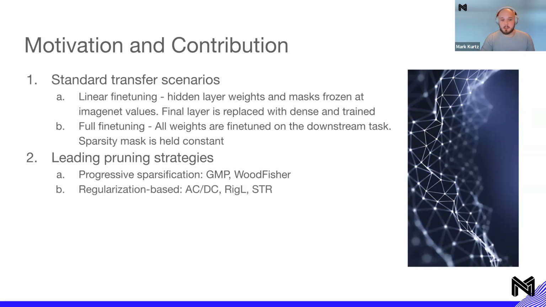Additionally, we have regularization-based methods, such as ACDC, RigL, or SCR. Regularization-based methods typically do some type of reintroduction. So they're using some regularization function to consistently reintroduce weights as we're pruning. ACDC, for example, stands for alternating compressing, decompressing. What it's doing is it trains for a certain number of epochs, then sets the network to the maximal amount of sparsity, trains for a certain number of epochs, and then relaxes that constraint.